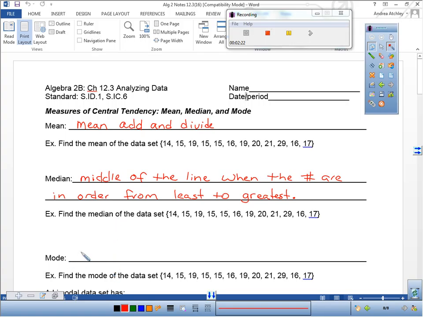Okay, the mode is the one you see most of the time. It repeats the most. Okay, so for the mean, we're going to add up all these numbers. So everybody add up all those numbers.